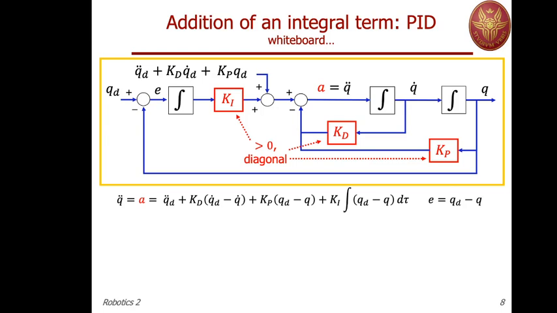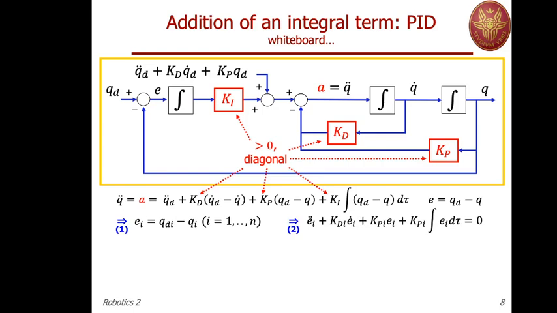Now we define e as q_d minus q, and we again make the assumption that all the gains are diagonal. So from now on, we will work only on the generic component of the error at joint i, with i going from 1 to n. Now we can bring the acceleration on the right-hand side, so q double dot i, and rewrite things in terms only of the error and its derivatives. So the acceleration error at joint i plus K_D,i the velocity error plus K_P,i the position error plus K_I,i the integral of the error is equal to zero.